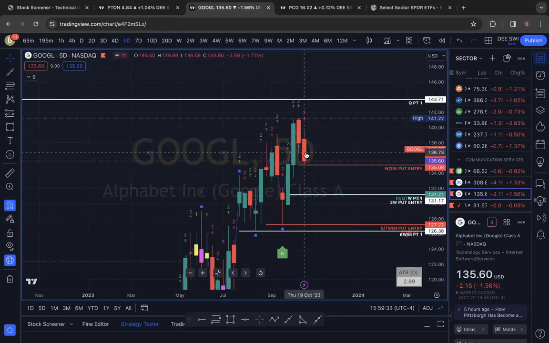2-2, and this still could hit its target. This next candle doesn't open until Thursday. So this candle's still live. It could possibly hit its target. We won't rule that out yet.